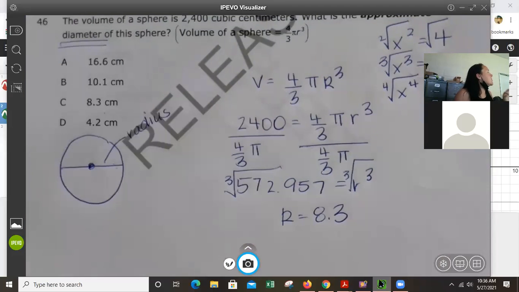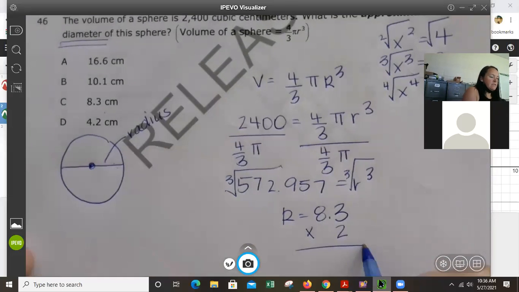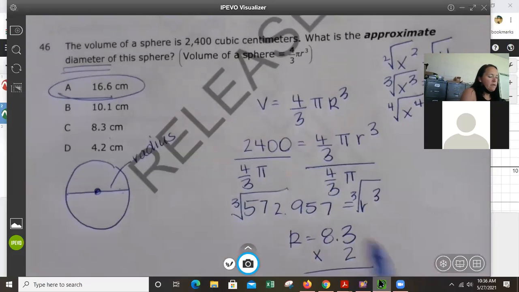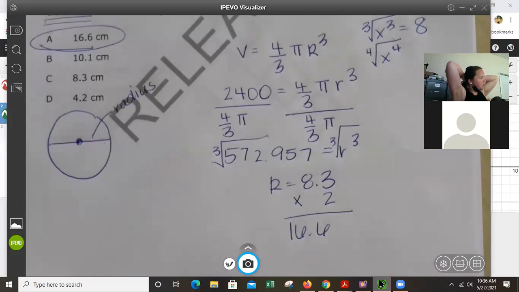Make sure you answer what they ask for. So you tell me if we have this part, how do we get the full part? So we're going to times this by 2. What's 8 times 2? 16. So the only one is A. So be careful about that, okay? So this is 16.6. Make sure you answer what they're asking. That's how they like to trick you.